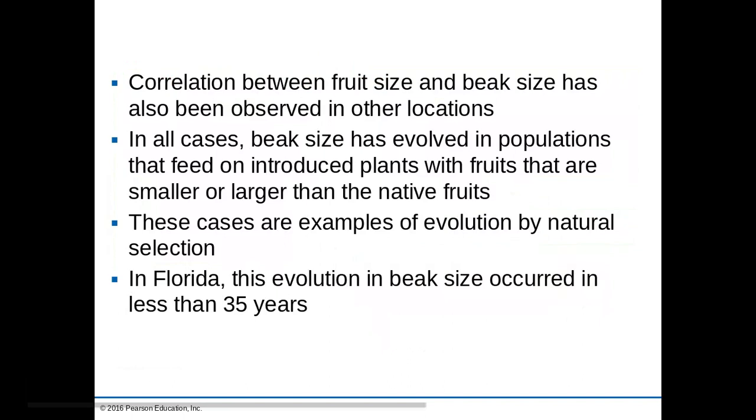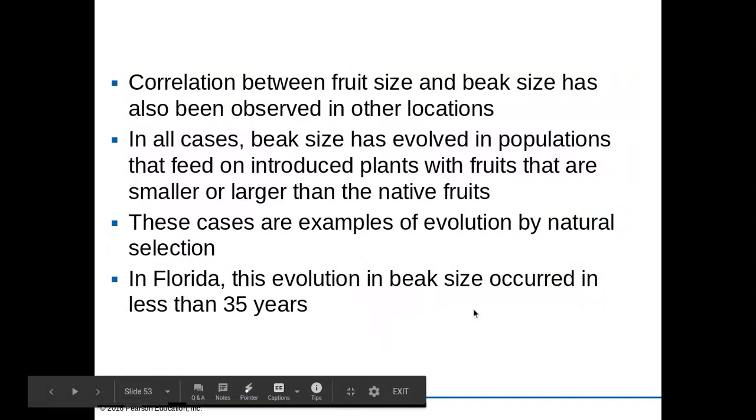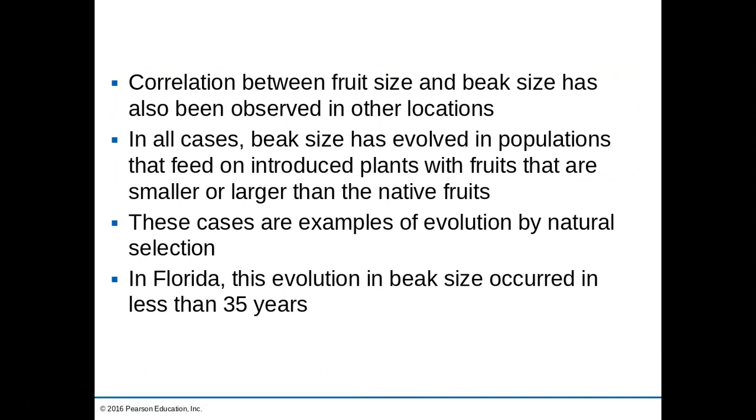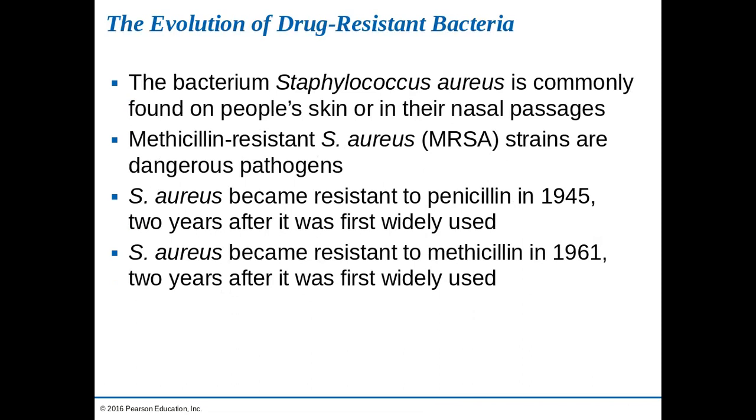In all cases, the beak size evolved in populations that feed on plants that were introduced with fruits that were smaller or larger than the native fruit. So when new plants were brought to Florida that had different size fruits than what was originally there, the soapberry bugs evolved. And because of this introduced species, we were able to observe this quick evolution in beak size in less than 35 years, whereas we talked about how a lot of times evolution takes a very long time.